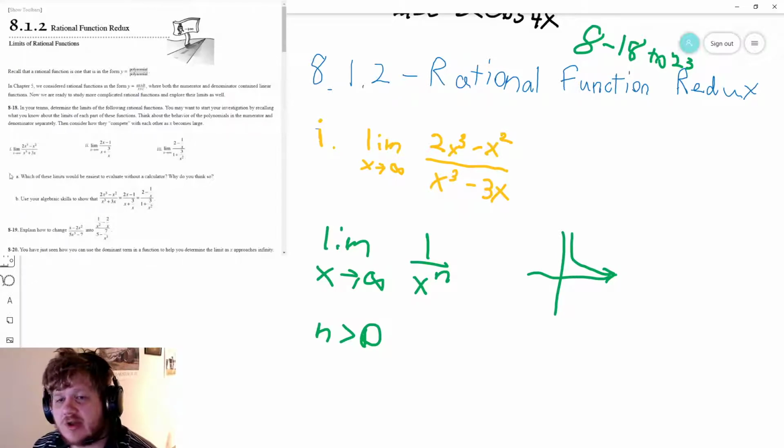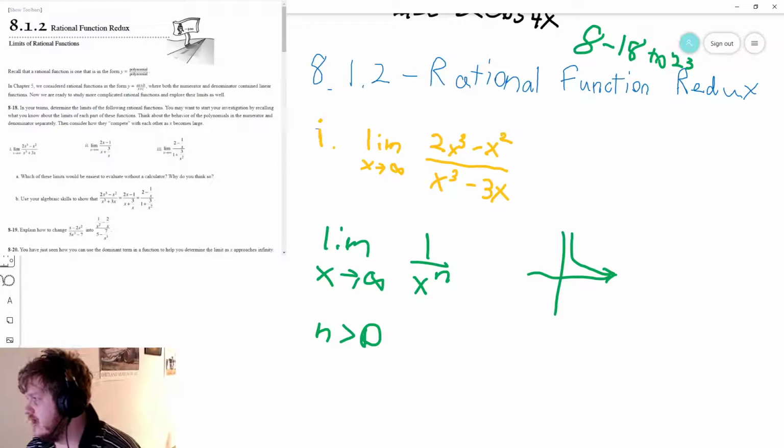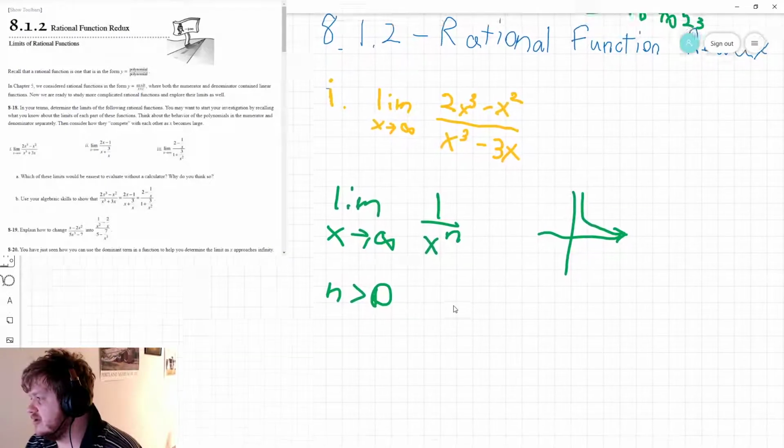So when we look at number 3, we have two terms in it. We have the 1 over x right here, and we have the 3 over x squared. And both of those, because they're of this form of 1 over x to the n, are going to end up becoming 0.